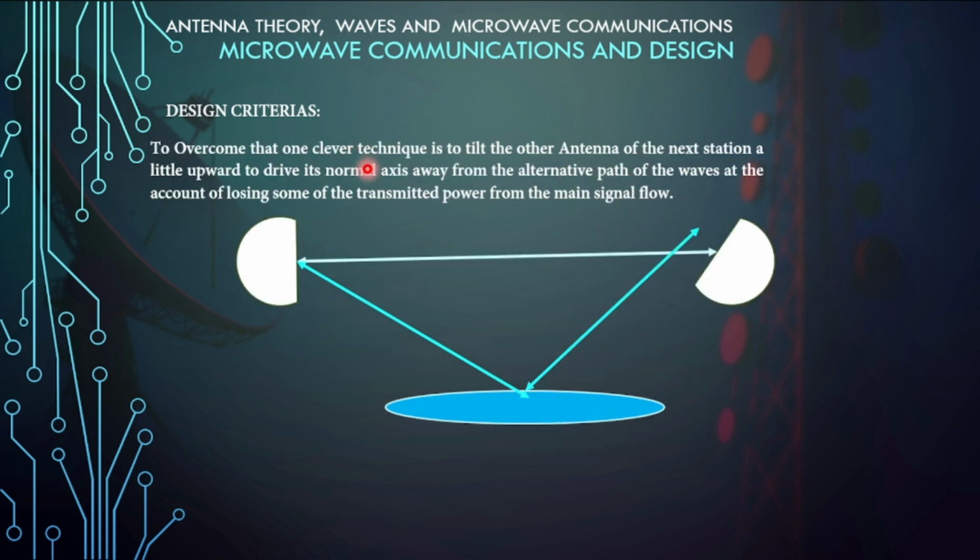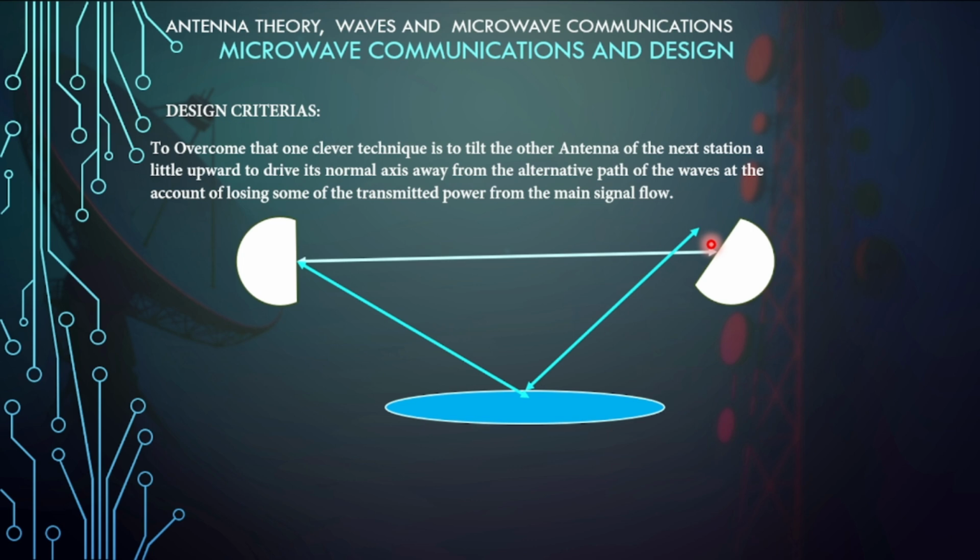To overcome this hurdle, one clever technique is adopted: to tilt the other antenna, the receiving antenna of the next station, a little upward to drive its normal axis away from the alternative path to avoid the reception of the alternative wave, so to speak, of course at the cost of losing some of the transmitted power. However, the path of the alternative reflected signal from the ground or from the water body is deflected from the antenna dish, which no longer receives it in a way that can interfere with the main incoming signal. This is one way to look at it.